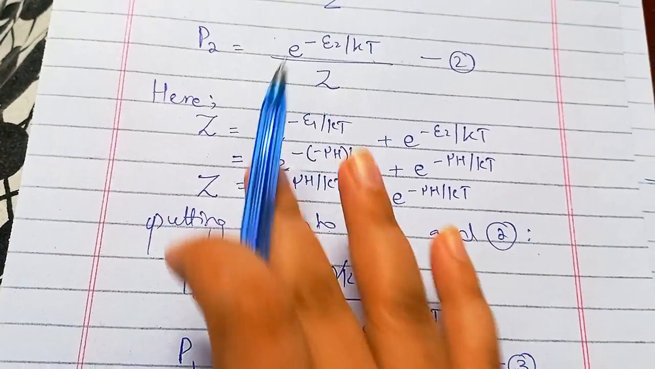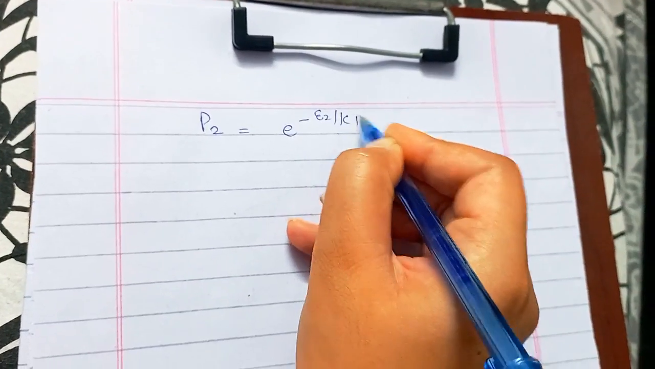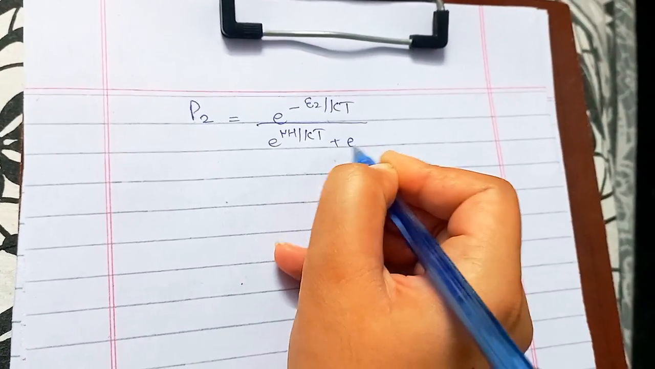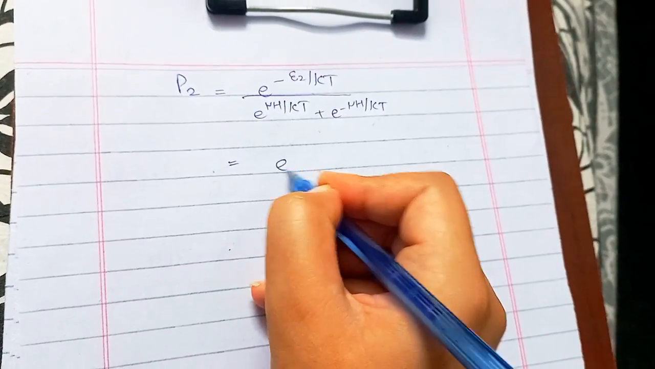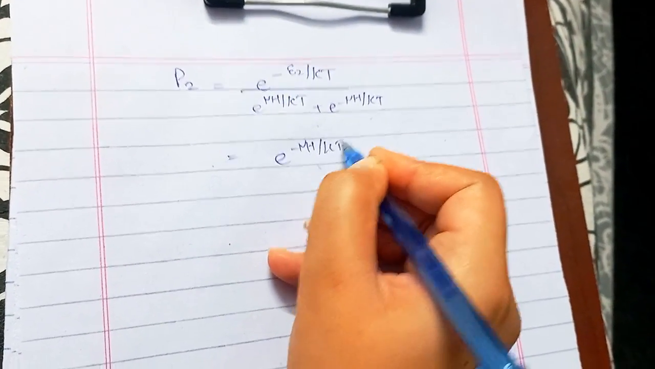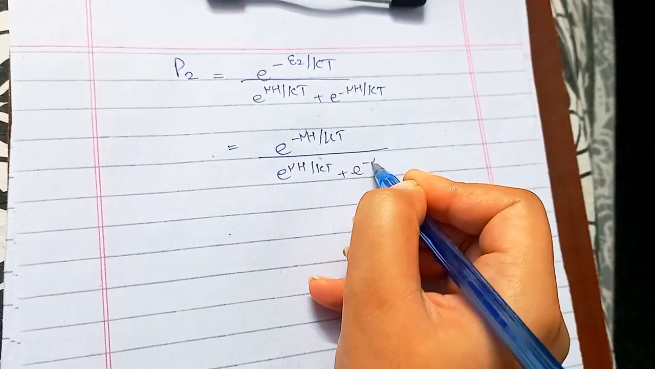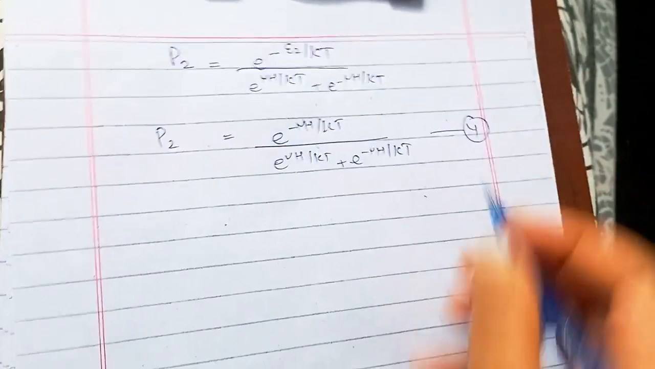Now let's put in P2. P2 equals e to the power minus E2 by kT divided by e to the power mu h by kT plus e to the power minus mu h by kT. We'll put the value of E2 here, which is simply mu h. So this is the situation. This is P2. Let's call it 4.